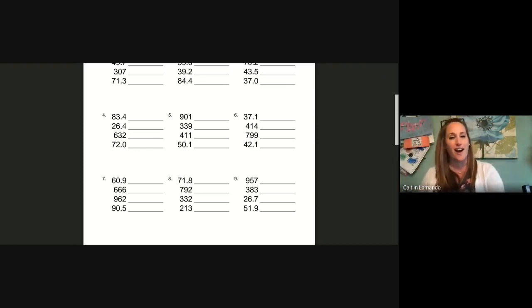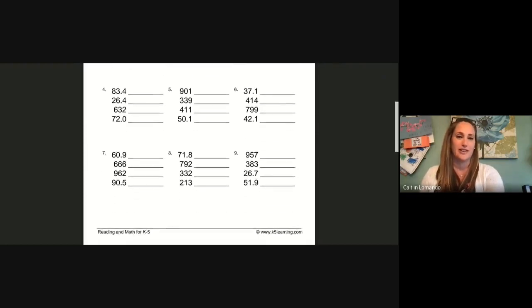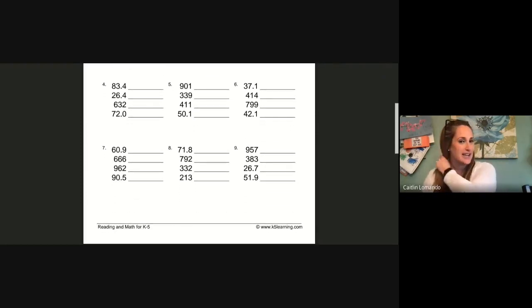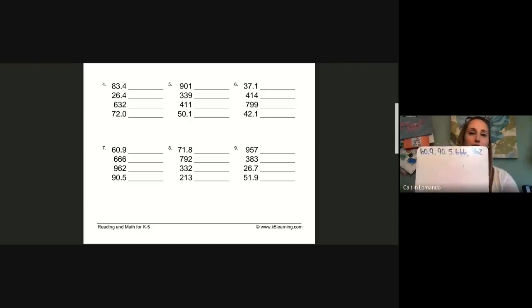Great job. All right, let's look at number 7. We have 4 numbers here. We have 60 and 9/10, 666, 962, and 90 and 5/10. Let's pause and write them in order from smallest to biggest. Do you have what I have? Our smallest number is 60 and 9/10. Our next number is 90 and 5/10, followed by 666, and our largest number is 962.